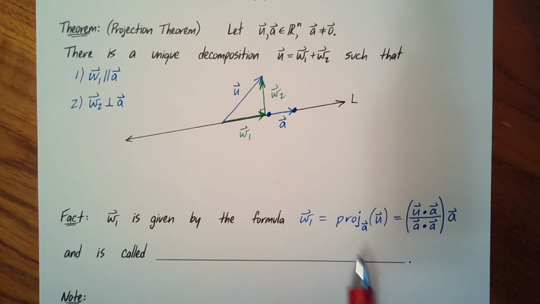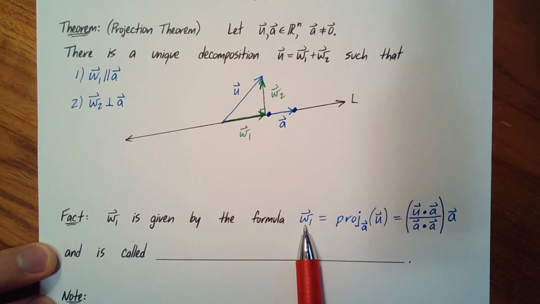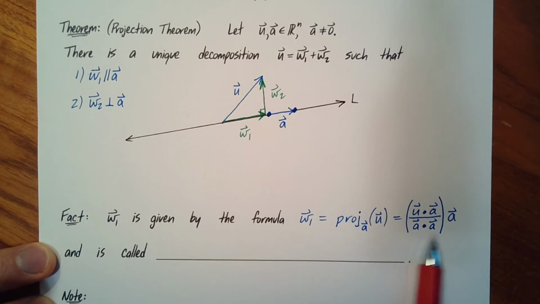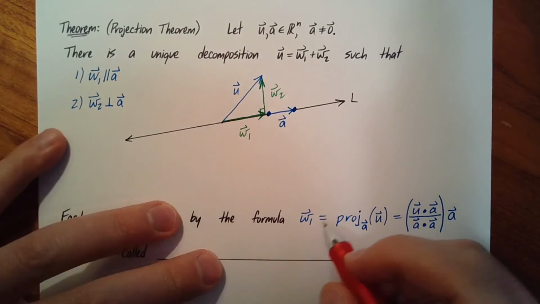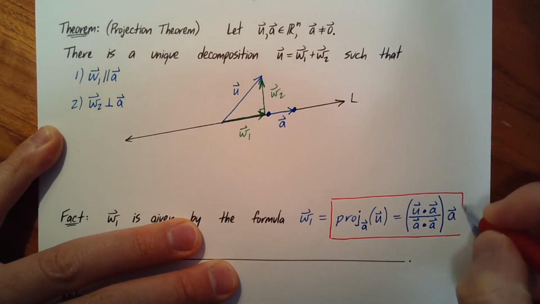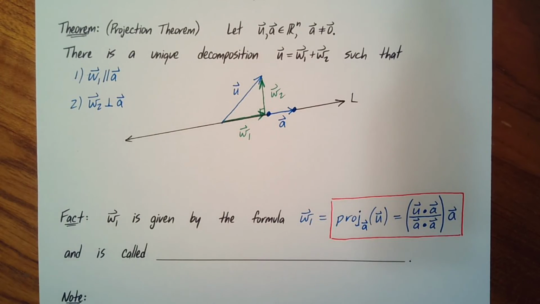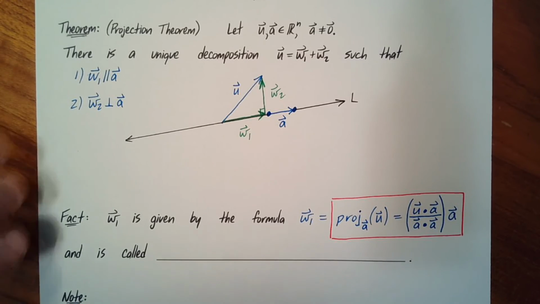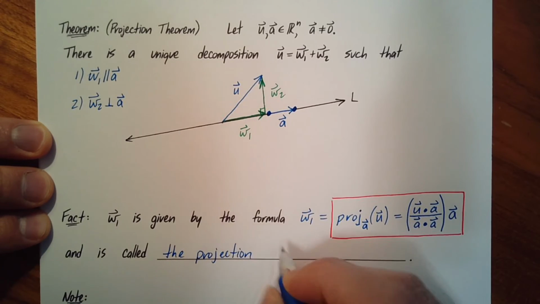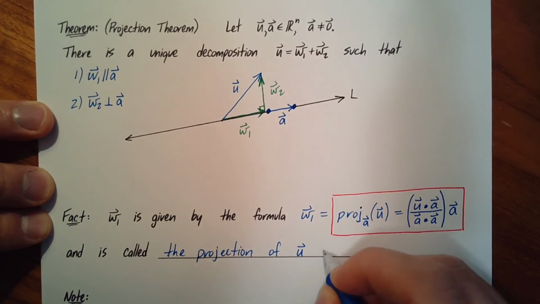Okay, so that's what gives you the vector W1 in this picture. So if you want this vector W1, just take this vector U and project it onto A using this formula, and then you're going to get this notation really just represents W1. So I'm going to put the box around here, because this is really the takeaway here. The label W1 is just a label. You don't have to call it W1, but if you do call it W1, it'll be given by this formula. So the name, I already said it out loud, but let's write it down. This is called the projection of U onto A.